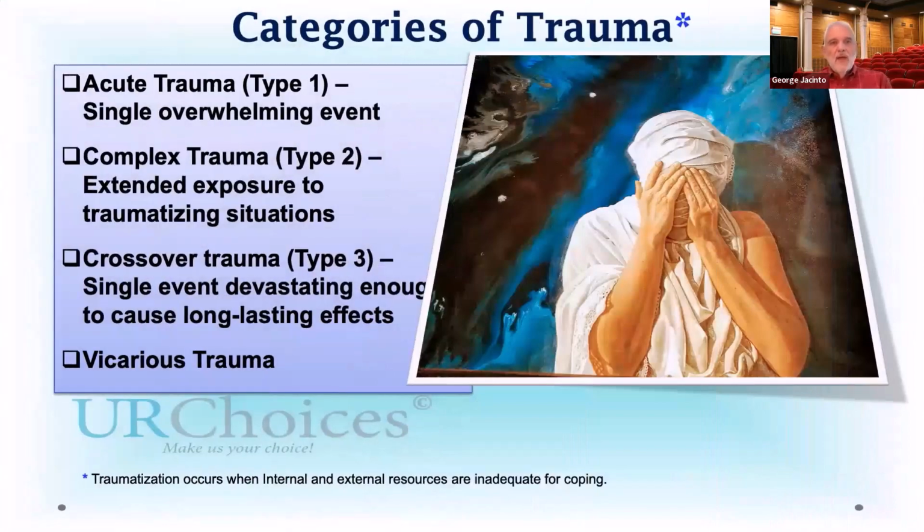Categories of trauma. Acute trauma, type 1, a single overwhelming event. Complex trauma, or type 2, extended exposure to traumatizing situations. This is one that becomes more impactful these days, where people experience multiple traumas, especially in war situations, on perhaps a daily basis. And then this idea of crossover trauma, or type 3, where a single devastating event causes long-lasting effects. And then vicarious trauma, which a lot of times we have as secondary traumatic stress by first responders, as an example.